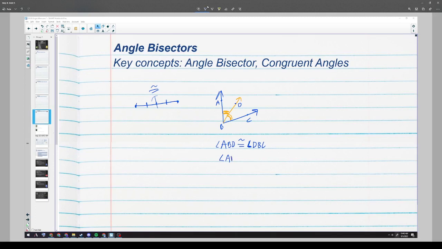So we also have the idea that we had with segments where we can add them. The measure of angle ABD plus the measure of angle DBC equals the measure of angle ABC, the one we started with. So there's some practice to do for today. Today was a lot of vocabulary, a lot of new concepts, and a lot of revisited concepts from earlier years.